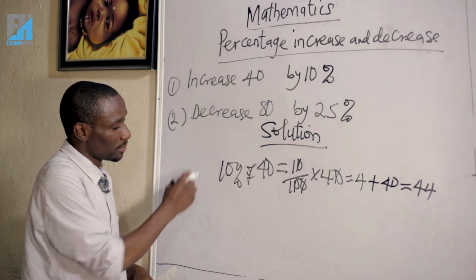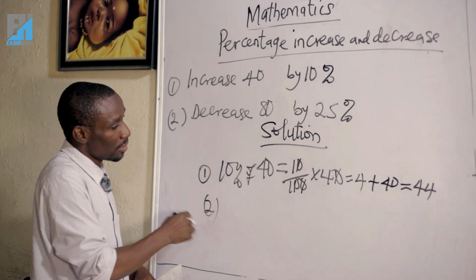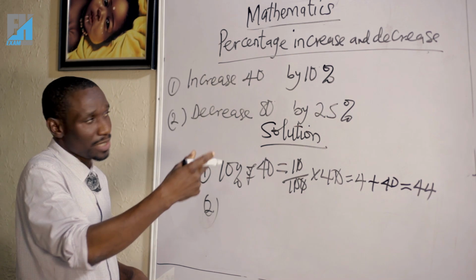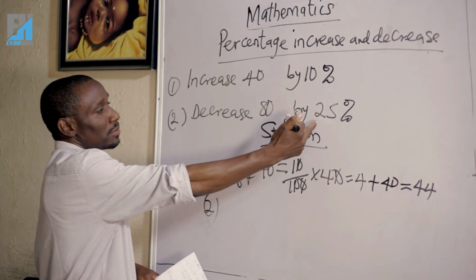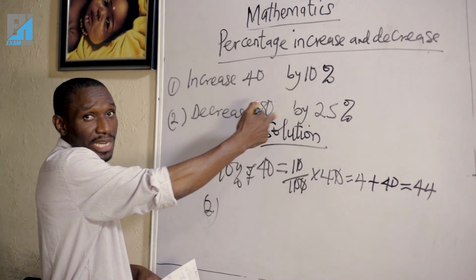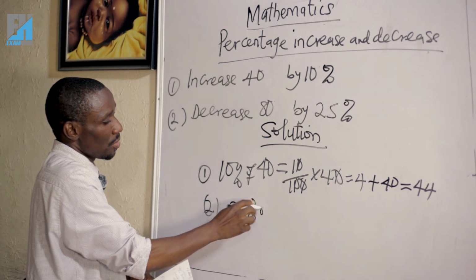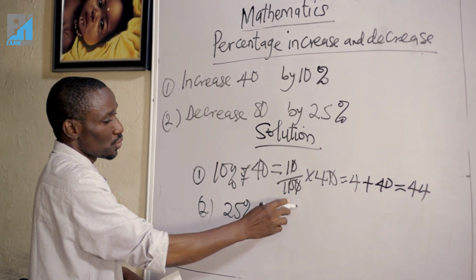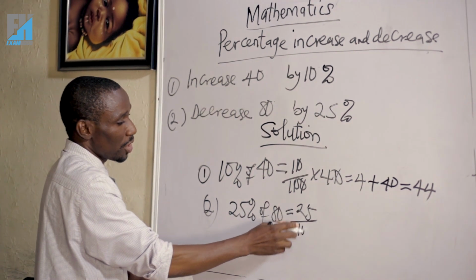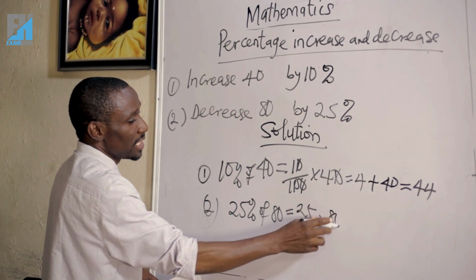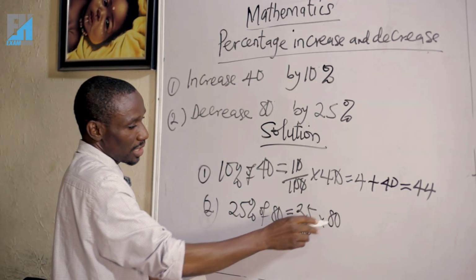The second one says decrease 80 by 25%. Just follow the same procedure, but this time around, you are decreasing by 25%. So you find 25% of 80, then you subtract it from 80. 25% of 80 is equal to 25 all over what? 100 times 80. 0 cancels 0.